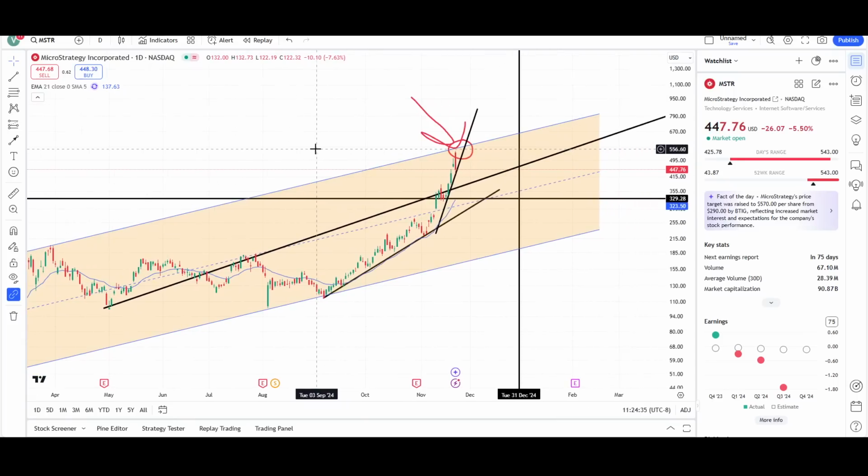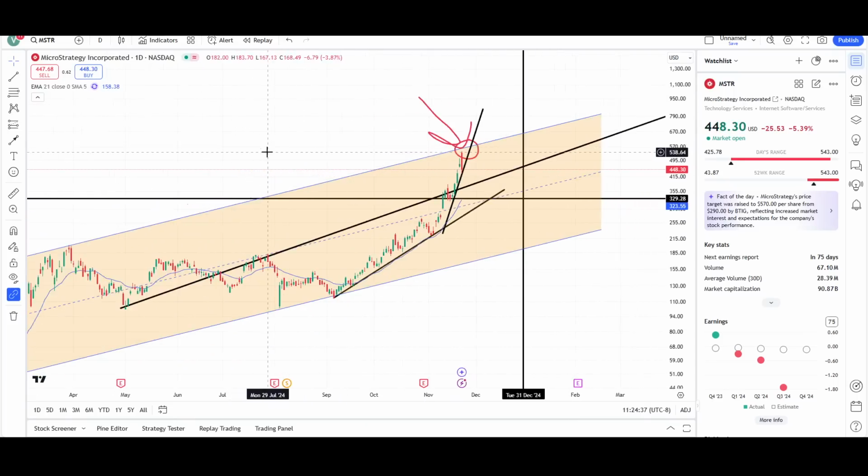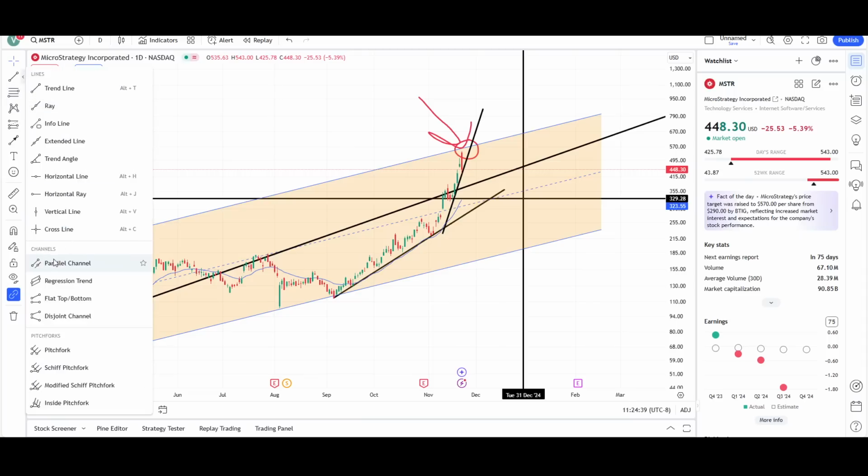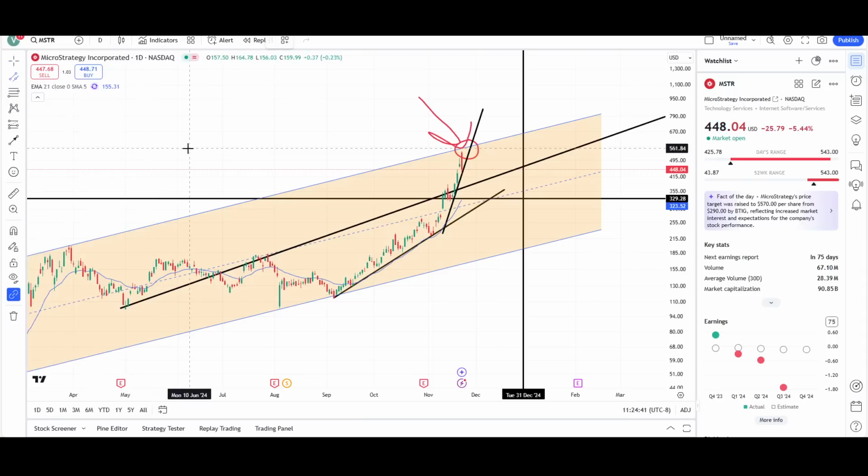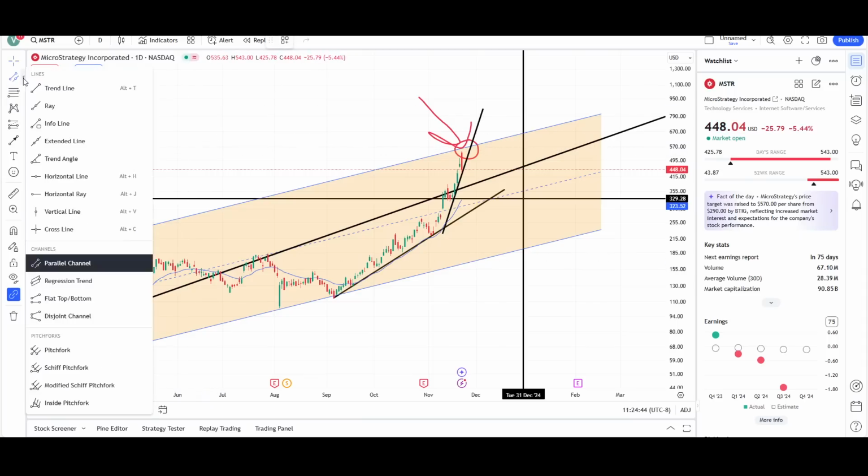Sometimes you'll hit exactly the level, but this is a zone, right? You've got to consider this as a zone. Let me see what I can do to draw it out. I think there's a box tool somewhere here, I don't know where it is. I'll just use a parallel channel.